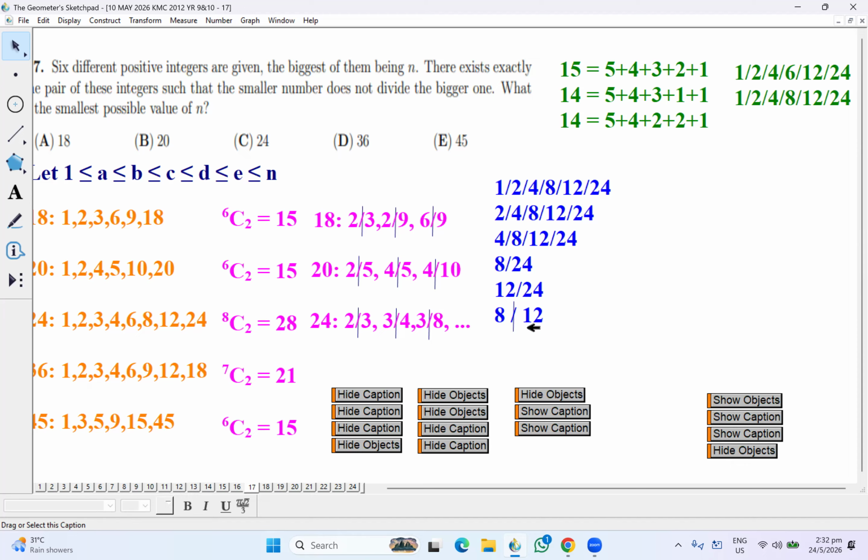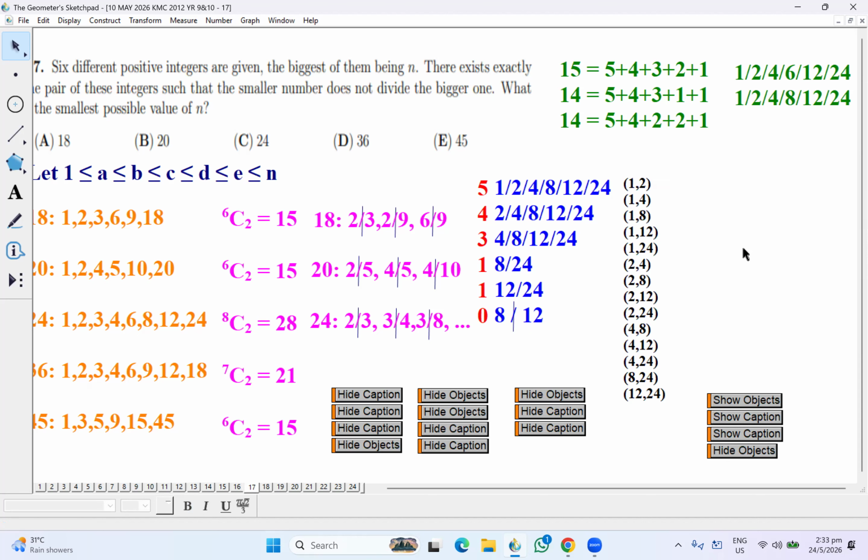Then the last is 0. Exactly 1 pair cannot divide. So I show the answer like that: 5, 4, 3, 1, 1, 0. If you look at the second case, I'll write down all the 15 pairs.